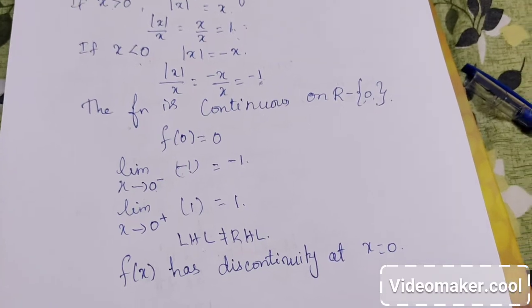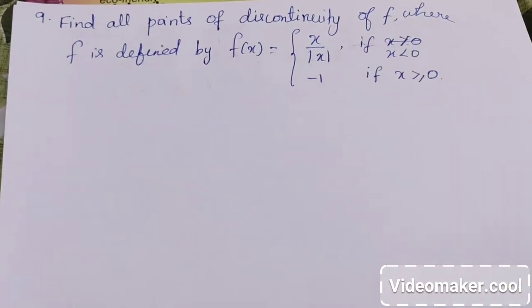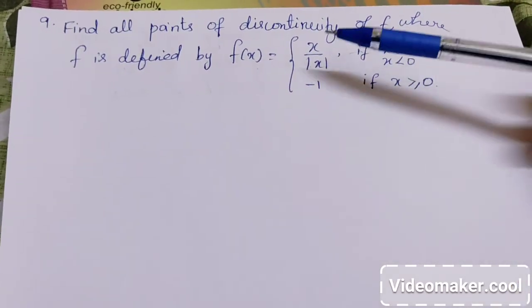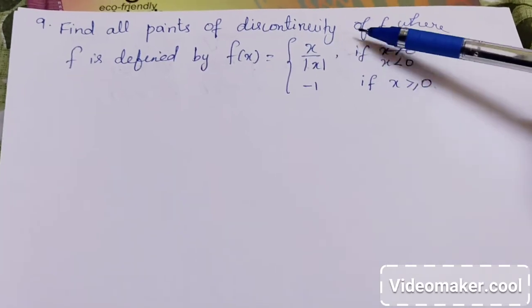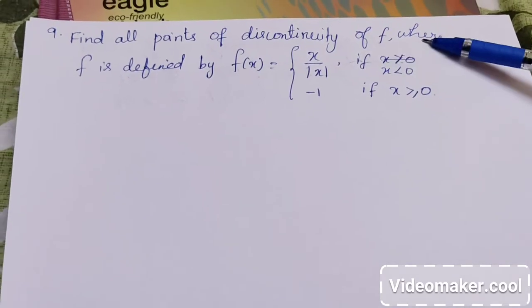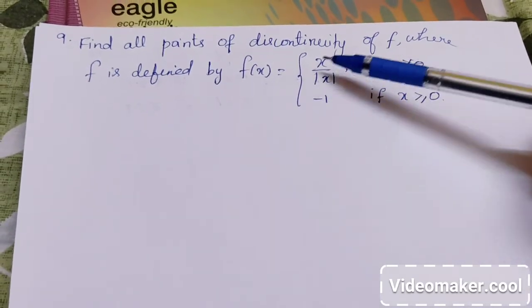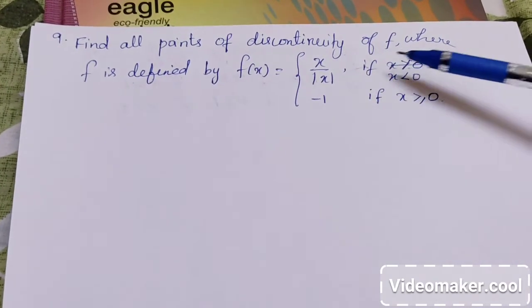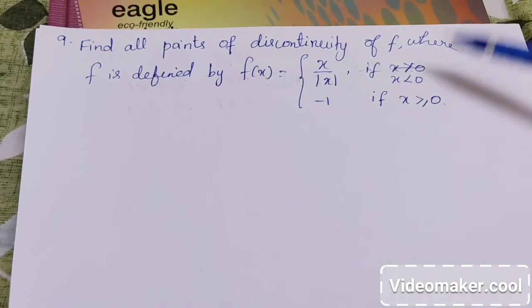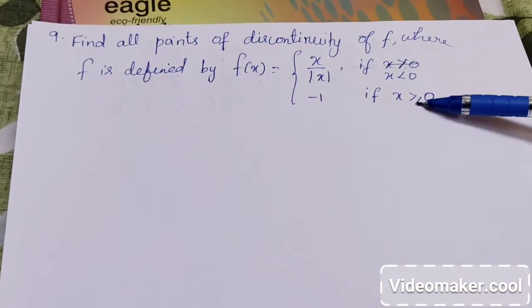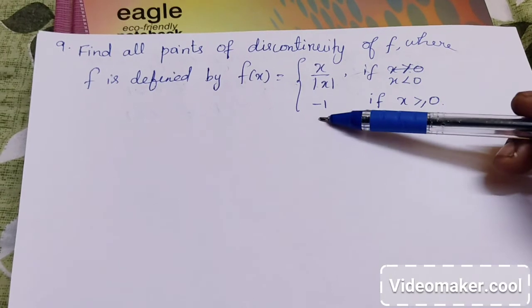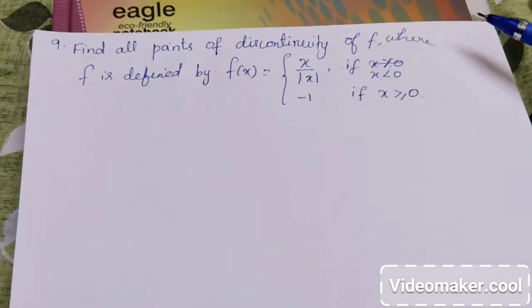We will do the next problem now. Now this is problem number 9. Here again they are asking for the points of discontinuity of function f, where f is defined by f of x equal to x divided by mod x if x is less than 0, and if x is greater than or equal to 0 they have given the functional value as -1.